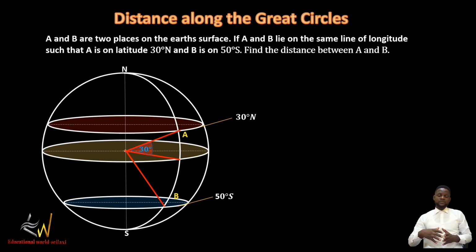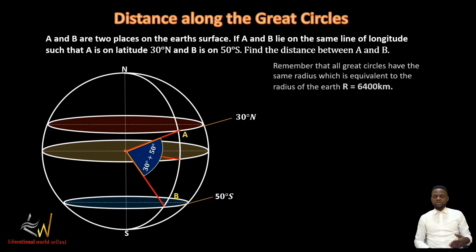So the angular difference between the two positions A and B will simply be the sum of the angles of their latitudes respectively. So it will be 30 degrees plus 50 degrees. That will be the angle between them. And don't forget that every great circle has the same radius as the radius of the Earth. So we don't bother to find the radius here, because it is simply the radius of the Earth, which is 6,400 kilometers.